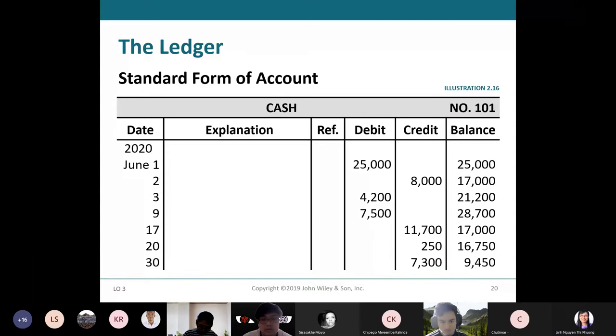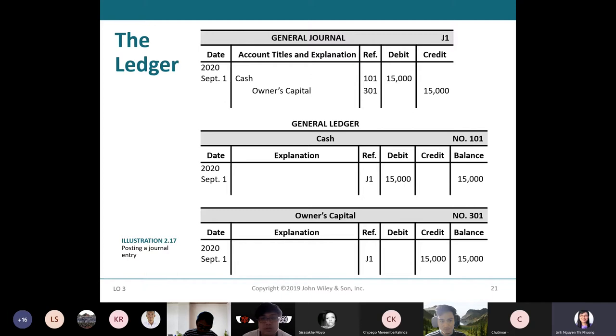Okay, so let's try with the first one. You remember the journal entry that we recorded just now? Debit cash 15,000, credit owner capital 15,000. So we will post that to the ledger, okay? So you need to open the ledger for cash and owner capital, all right? And then you will post 15,000 debit to cash. The balance will be 15,000, okay? And then credit owner capital 15,000. Okay, put it in the ledger and the balance would be 15,000.